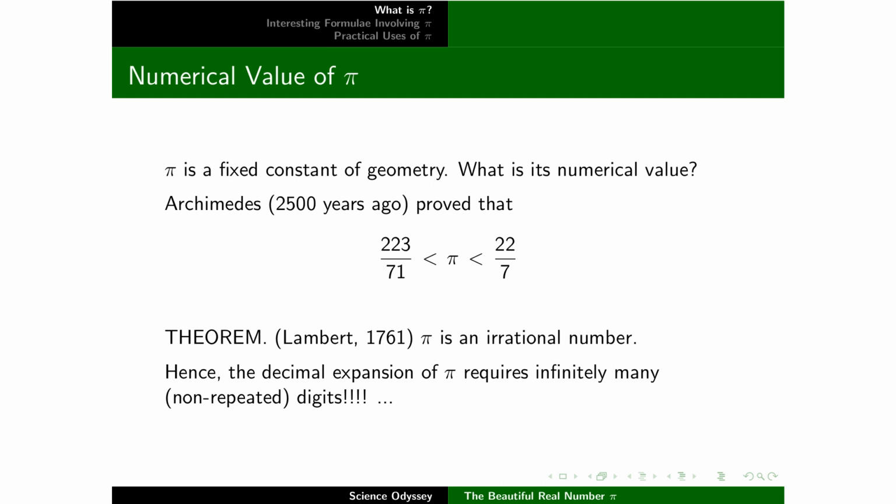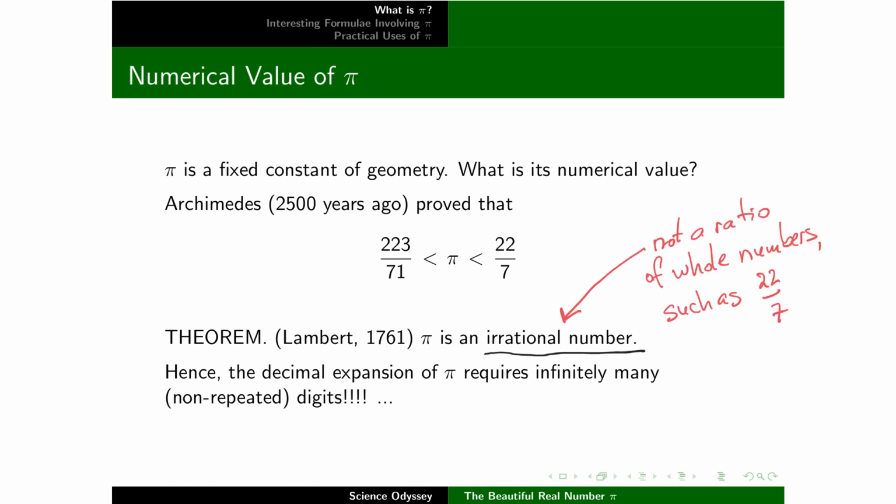Now, in 1761, Lambert showed that pi is an irrational number. What an irrational number is, is a number that can't be expressed as a ratio of whole numbers, such as 22 over 7 or 223 over 71. So that means that the decimal expansion of pi requires infinitely many non-repeated digits. So in that regard, pi is very difficult, well, impossible. It's impossible to determine all of the digits of pi.